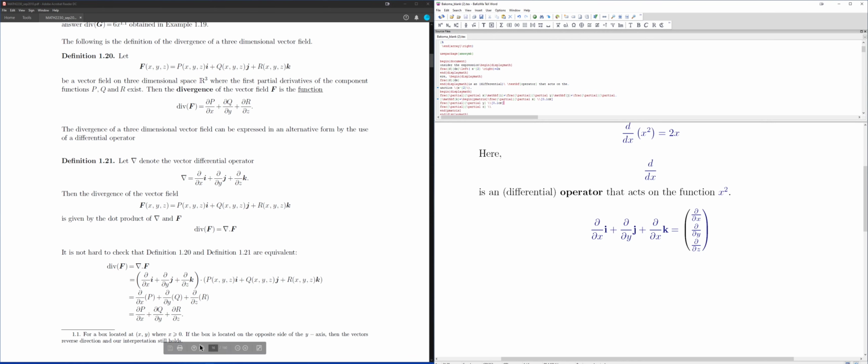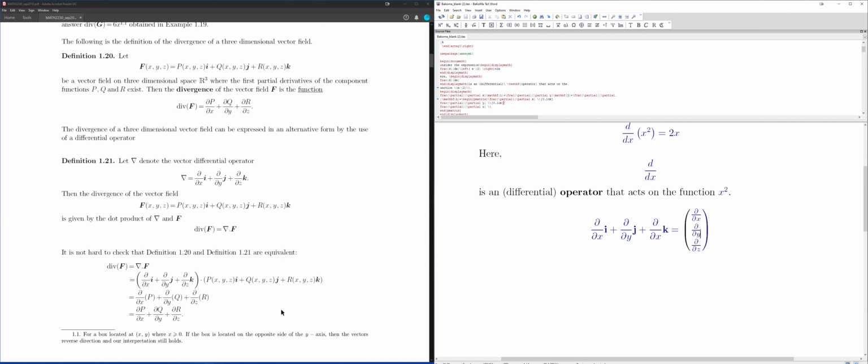Okay, so this expression here is d/dx i, d/dy j, and d/dz k, right? I can write a vector like this, or alternatively, I can write it in this column vector form, right? So you have a partial with respect to x, a partial with respect to y, and a partial with respect to z, right?